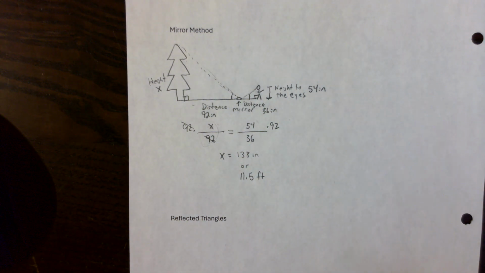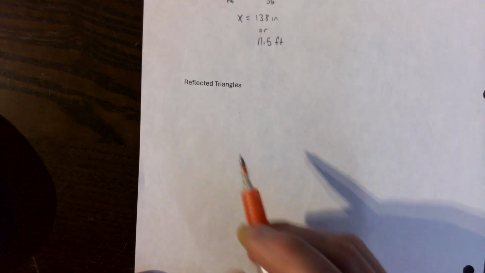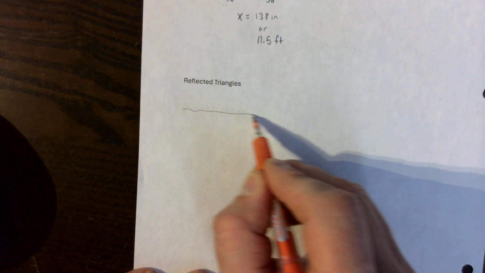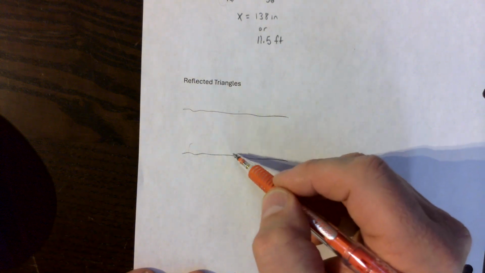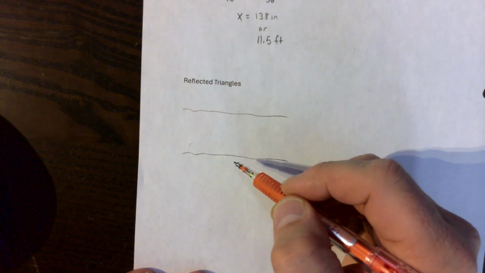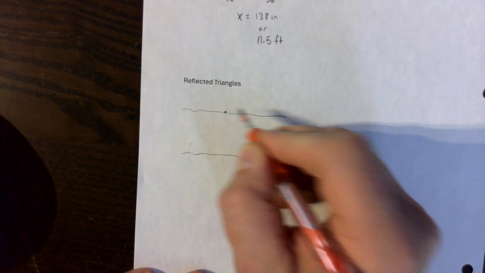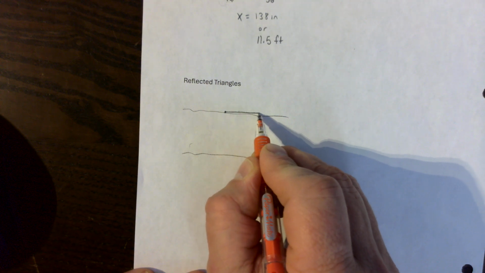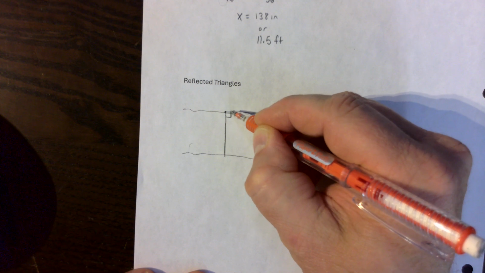Alright, and then there's just one more method here. In this method, we are going to be looking at what we call reflected triangles. And this is good if you have a river or a canyon, something that you can't really cross, but you have people on both sides. You can use what's called the triangle method. So we can pick a point on the bank of the river, edge of the canyon, and we can go parallel to it, 90 degrees. I'm going to put a 90-degree angle there.